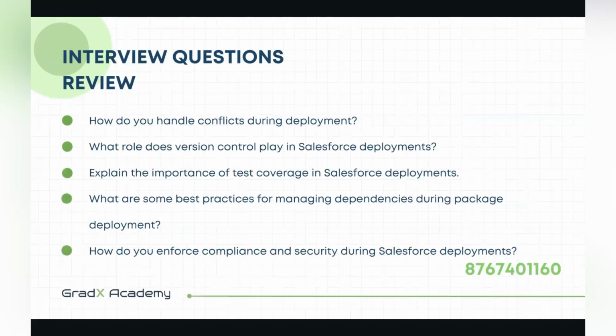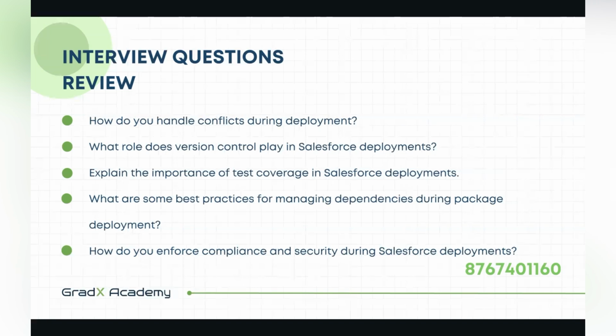Next, we have, how do you handle conflicts during deployment? Firstly, we identify the conflict, then communicate that conflict to the team, then manually merge the code if it is required, and then we test it. So, how do we handle the conflict? First we identify the conflict, then communicate it, then we manually merge, and then we test it.